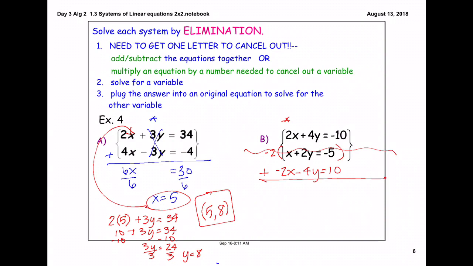2x plus negative 2x, my x's eliminated each other, which is what we wanted. 4y plus negative 4y also eliminated each other, and negative 10 plus 10 gives us 0 as well. 0 does equal 0, so it's a true statement, which means we have infinitely many solutions.